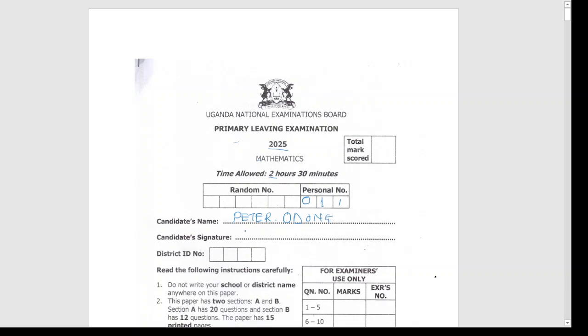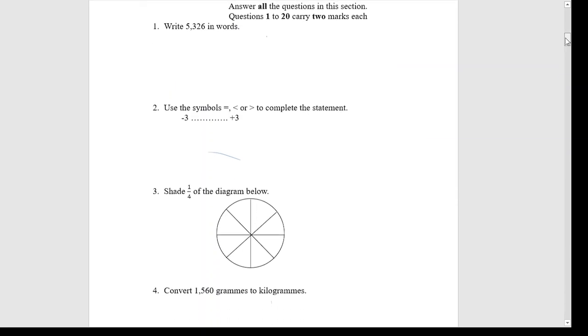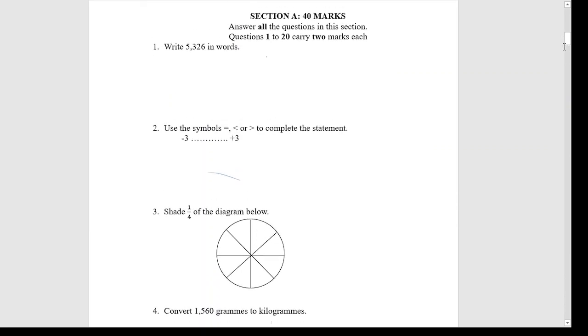Then for the signature, we do not scribble. What we are supposed to do here is write our name in non-capital. So this is Peter, then Odong, just like this. District ID number, it is 1, 2, 3 and 4. Therefore, after filling in that, you have to come and read the instructions. Please, candidates, always once you are given an examination paper, read the instructions and see what is in the paper.